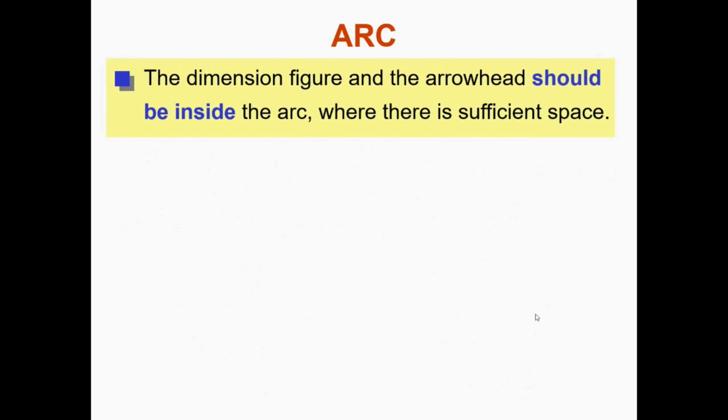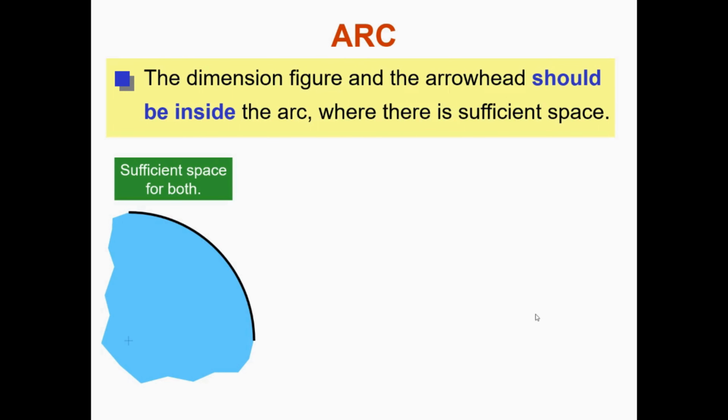To dimension, the dimension figure and arrowhead should be inside the arc when there is sufficient space. Okay, so we should have the dimension figure and arrow inside the arc where there is sufficient space. So let's look at the sufficient space we are talking about.